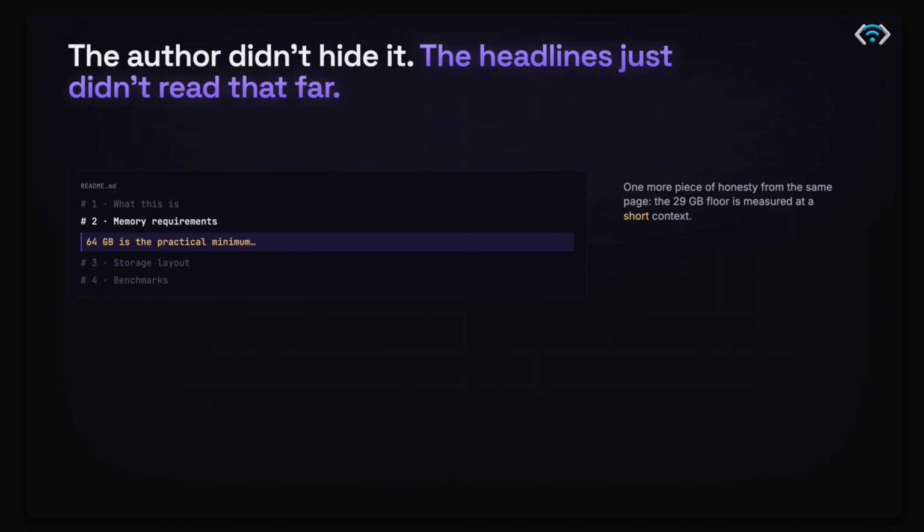One more piece of honesty from the same page. That 29GB floor is measured at a short context. Push the context window up and the floor climbs with it. The famous number comes with a short conversation attached.